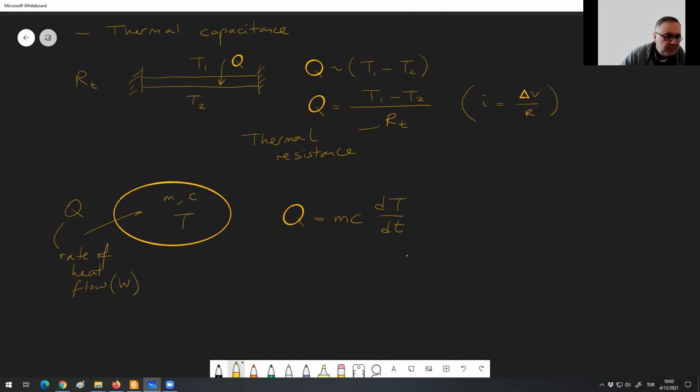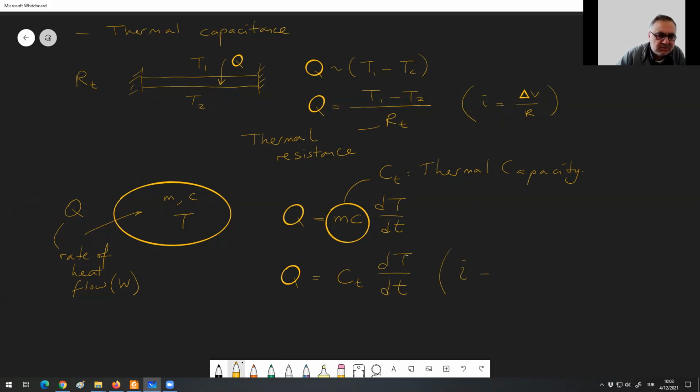Now, if you define this MC term as the thermal capacity CT, you get the heat is equal to CT times dT dt. Now, this is the capacity equation. This is related to the electrical C times dV dt.